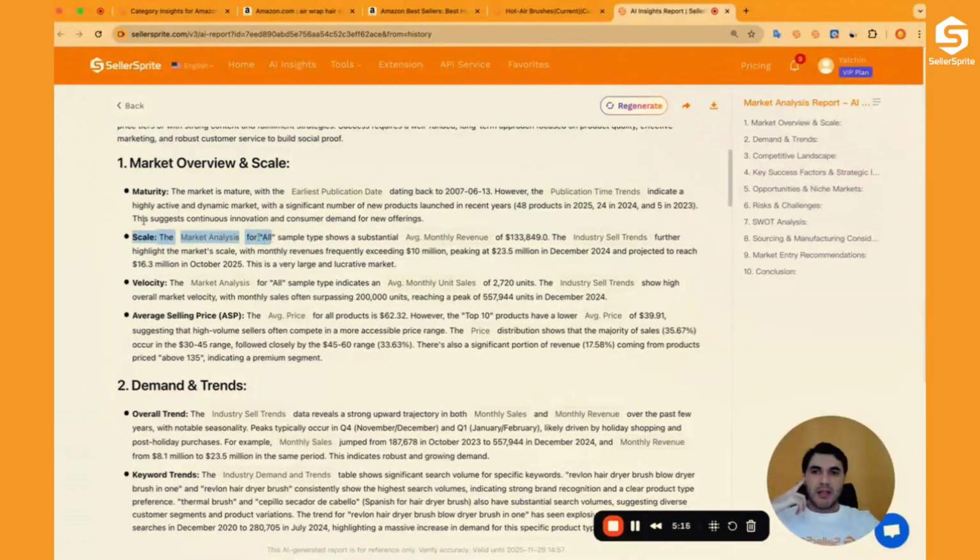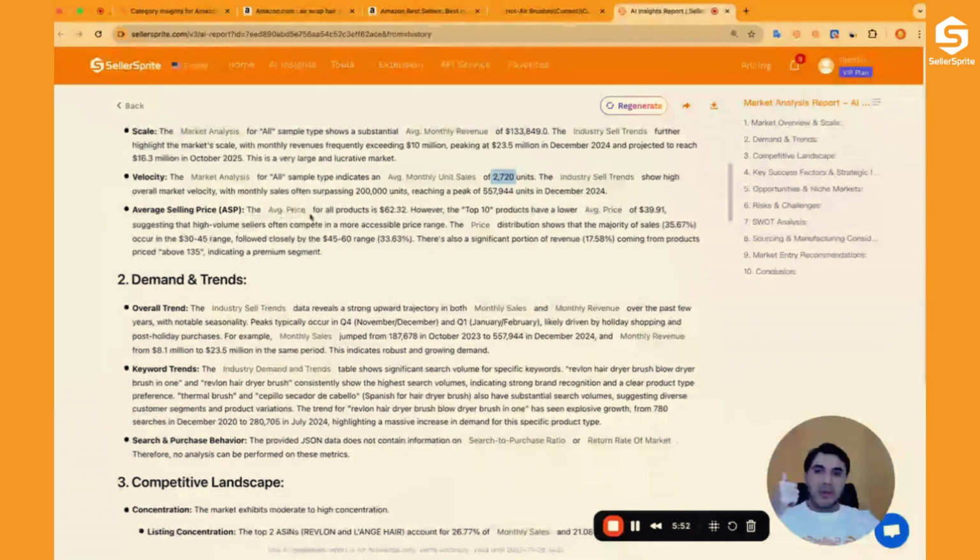Scale: the market and all the sample types show substantial numbers, and the average monthly revenue is over $133,000. This is the average revenue per seller. If we take a sample of 100, the total market cap is over 16 million. Velocity: the market analysis AI sample indicates average monthly units sold is over 2,700. The average price is about $62, but there are some small ones like $39, and some big prices as well.